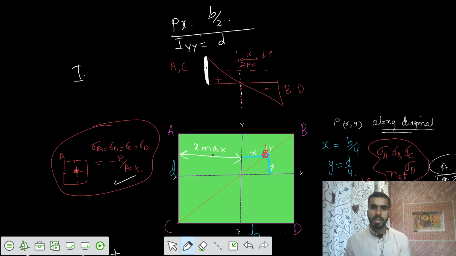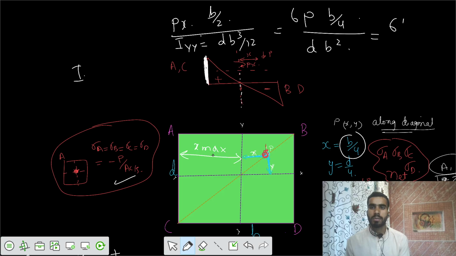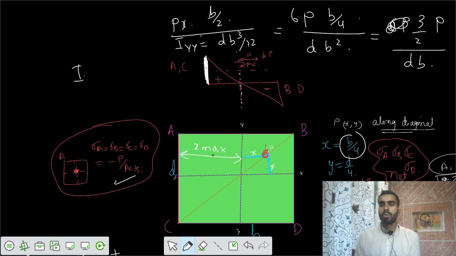Iyy equals d b cubed by 12. So we get a value of P into, and you substitute the value of x equals b by 4, so you get b by 4 into 6 over d b square. So the final value is 3 by 2 of P by bd, and that's positive.